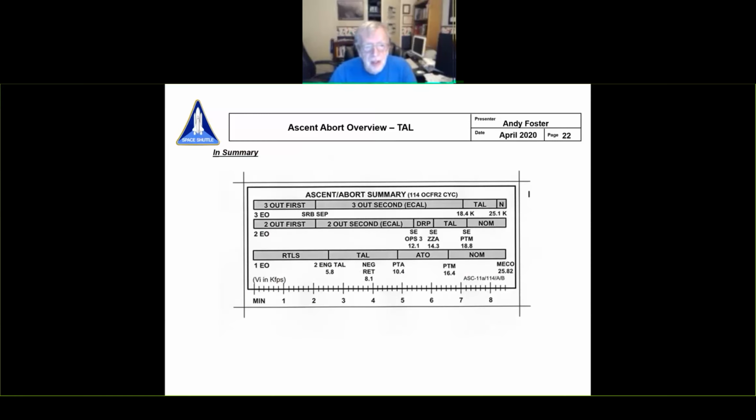And so this is just a nice little chart that kind of shows you how the intact and contingency aborts play together for this particular mission. This is STS-114, actually.